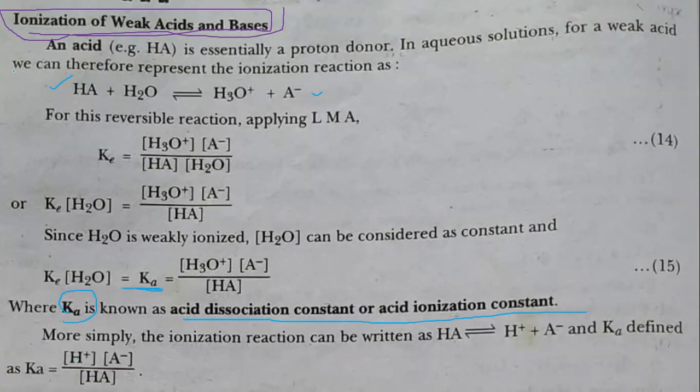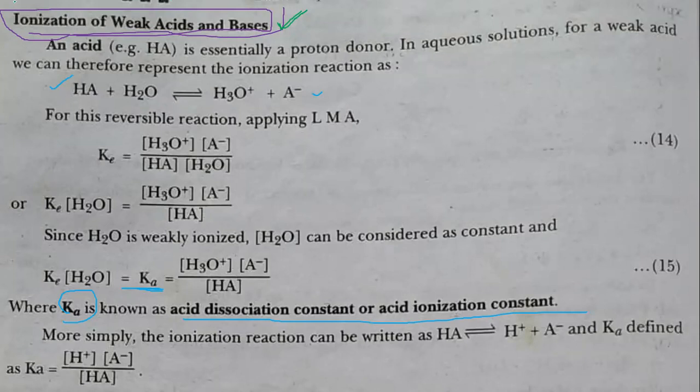So this is the second lecture. In this lecture we are going to see the ionization of weak acids and weak bases. What is a weak acid? For example, acetic acid is a weak acid, right? And ammonium hydroxide is a weak base. This is just for the example. Many weak acids and weak bases are there.